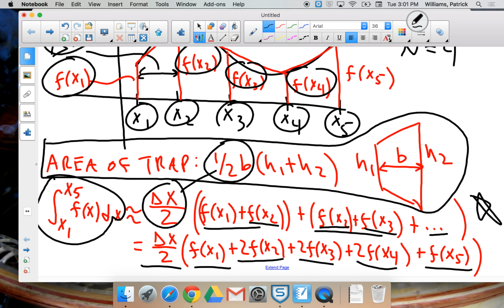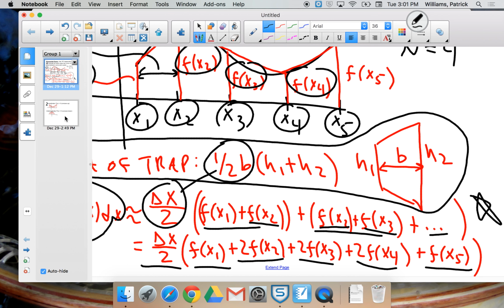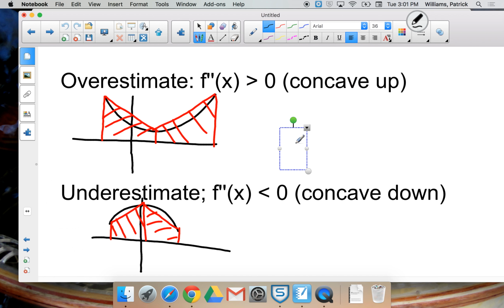So if we come back in here, there's actually conditions where a trapezoidal sum will over-approximate and under-approximate. It turns out, whereas with the Riemann sum it was related to whether the function was increasing or decreasing, or the sign of the first derivative, our overestimate or underestimate in a trapezoidal rule relates to the concavity of the function or the sign of the second derivative.